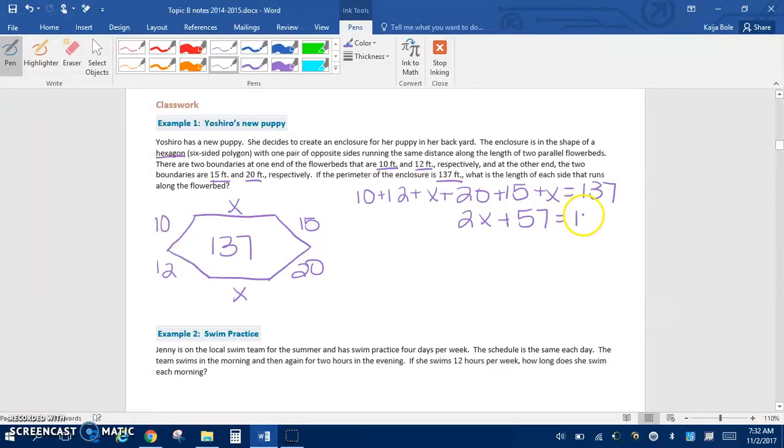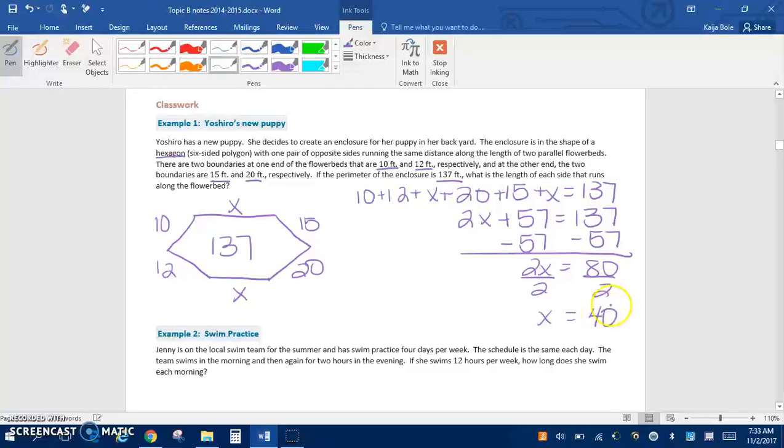This still equals 137. Now I'm going to subtract 57 from both sides. So I have 2x equals 80. Now I need to divide by 2 on both sides. So I get that x equals 40.